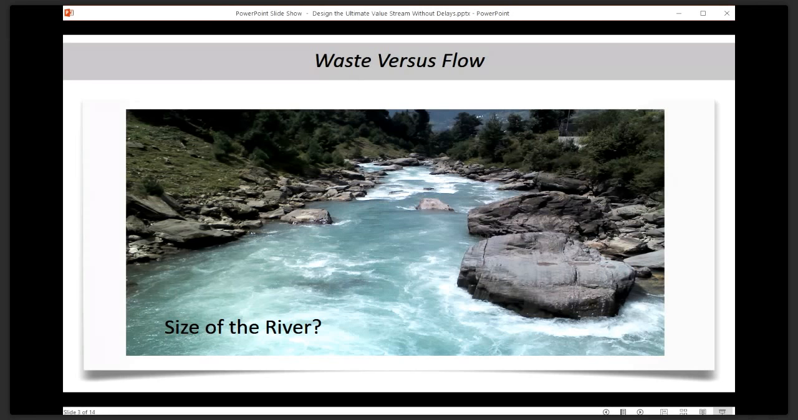And the size of the pipe, the diameter of the pipe, needs to be designed, and that is what we do. We calculate the number of resources necessary to process the volume that you want to satisfy customer demand. So that is the importance of the size of the river. Think of it as a flow system. It's flowing towards the customer.